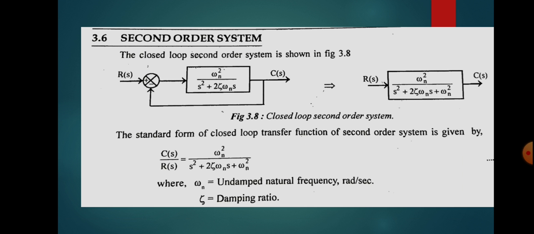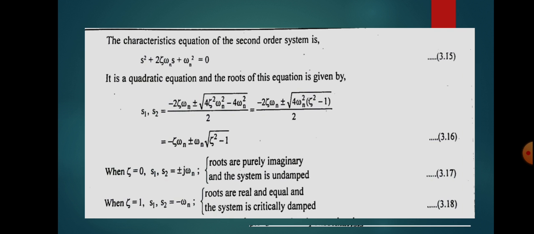In this case, the characteristic equation is the denominator polynomial, that is s square plus 2 delta omega n into s plus omega n square. So the characteristic equation of the second order system is s square plus 2 delta omega n into s plus omega n square equal to 0, and it is a quadratic equation, and the roots of this equation can be found.